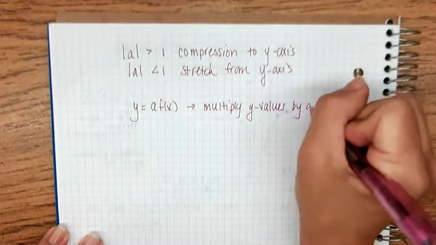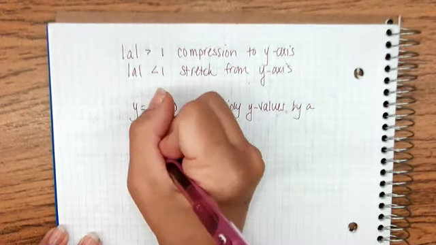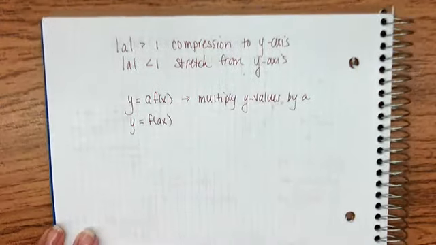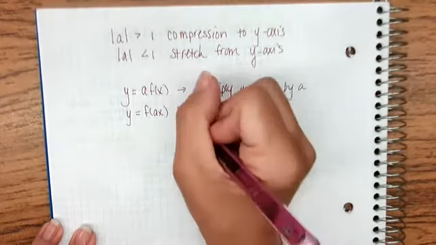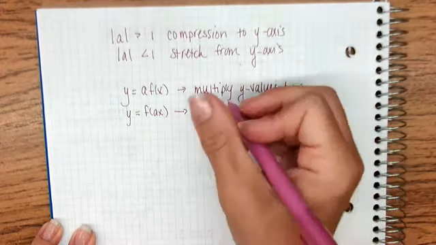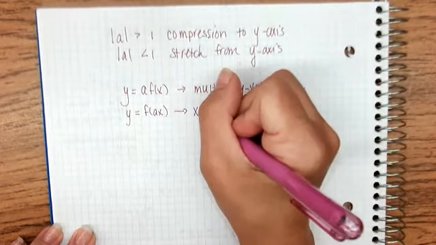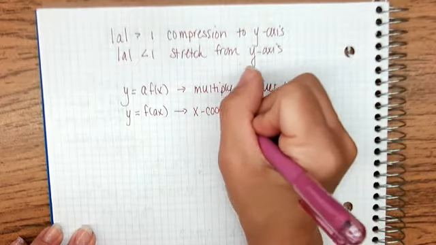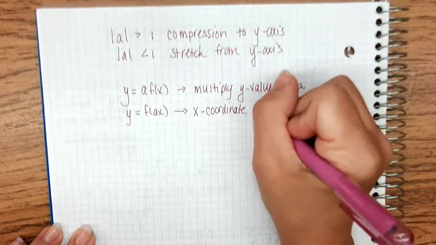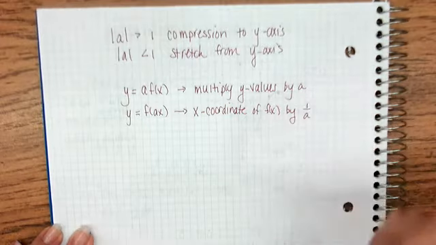So in this case, whatever A is, some function times A. What happens when A is inside the absolute value bars? What happens when A is underneath the square root sign? We're going to multiply each x coordinate of the function by 1 over A.